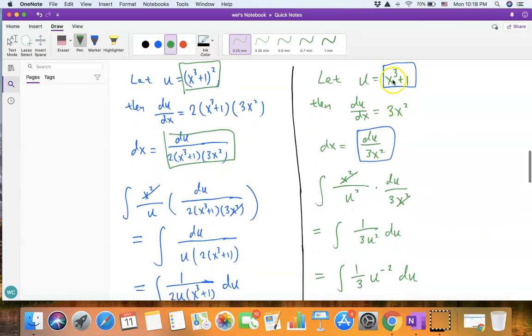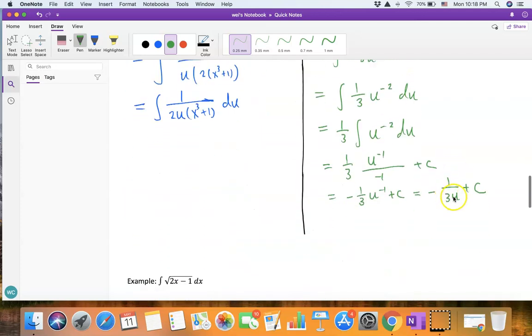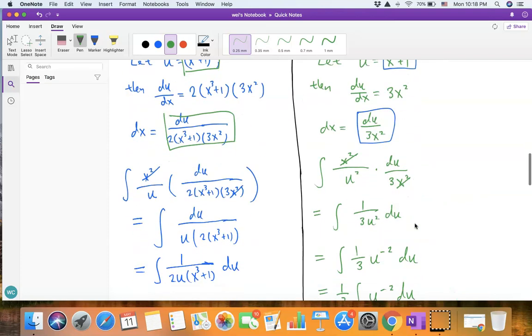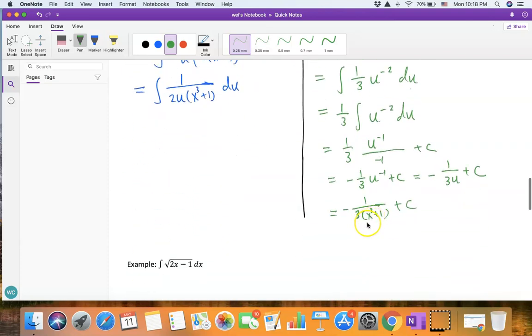And next, we bring the x back. We substitute x to the third plus 1 for u. So we got this result.